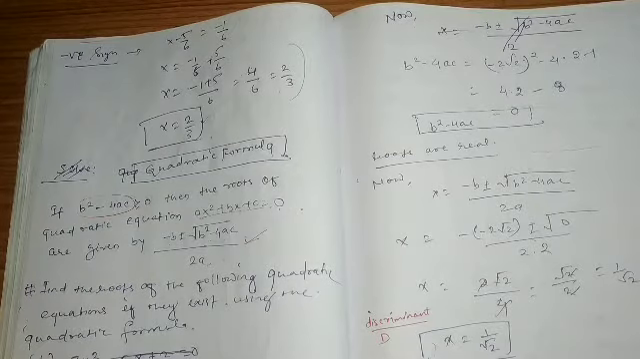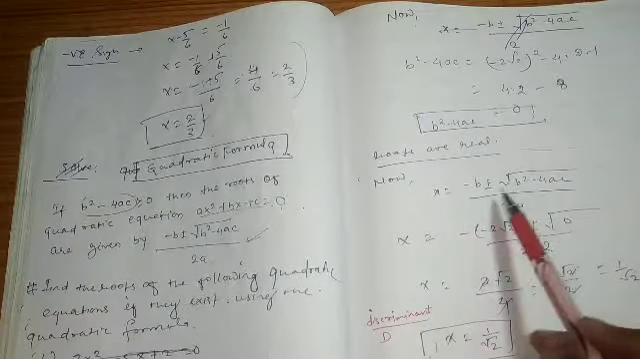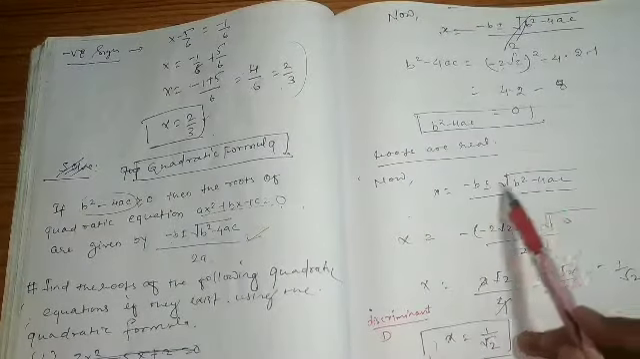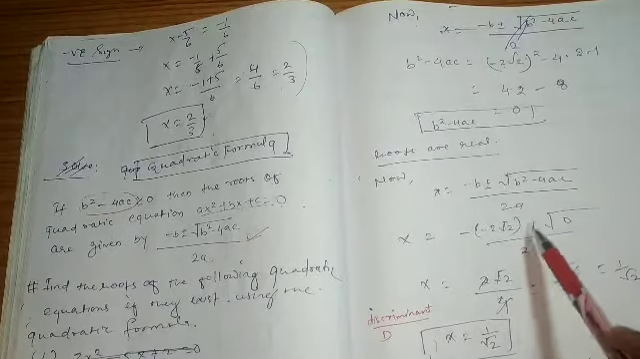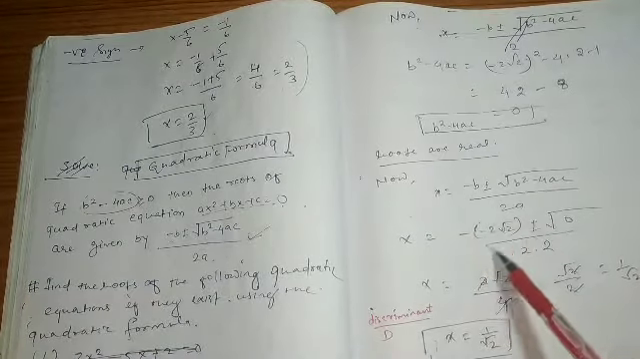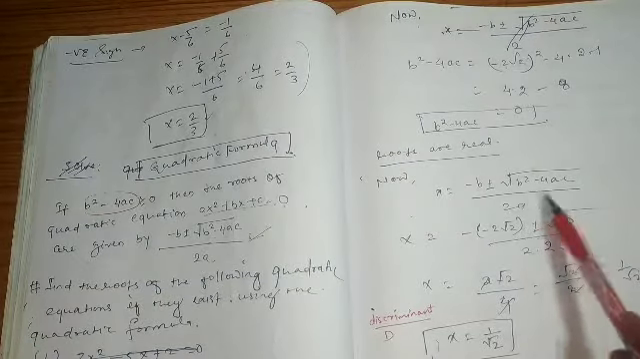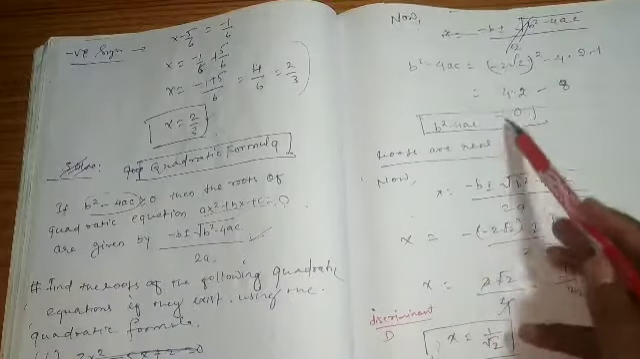Okay, we'll continue this. See, this is the quadratic formula: x equals minus b plus or minus under root b square minus 4ac, upon 2a. We'll just put in the values, that is b is equal to minus 2 under root 2, plus or minus under root b square minus 4ac.